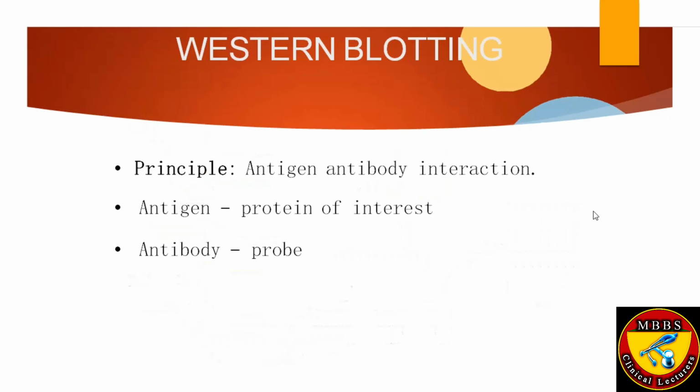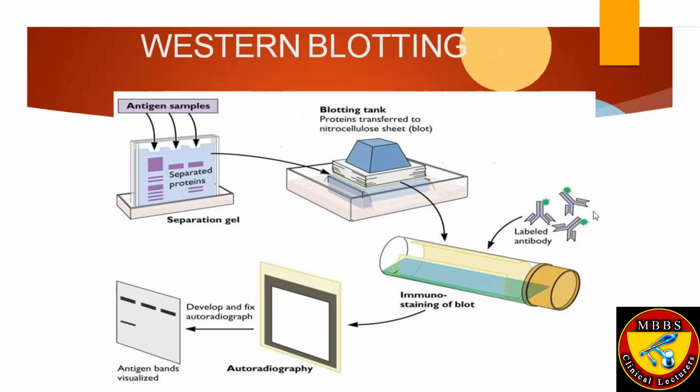Western blot technique is based on antigen-antibody interaction: the antigen is the protein of interest and the antibody is the probe. So what happens in Western blotting? The antigen sample is put in and the proteins are separated on a separation gel, and then put in the blotting tank. Protein is transferred to nitrocellulose sheets. Then they are immunostained. Then they are put on autoradiography, developed and fixed. Then these antigen bands are visualized by this technique.